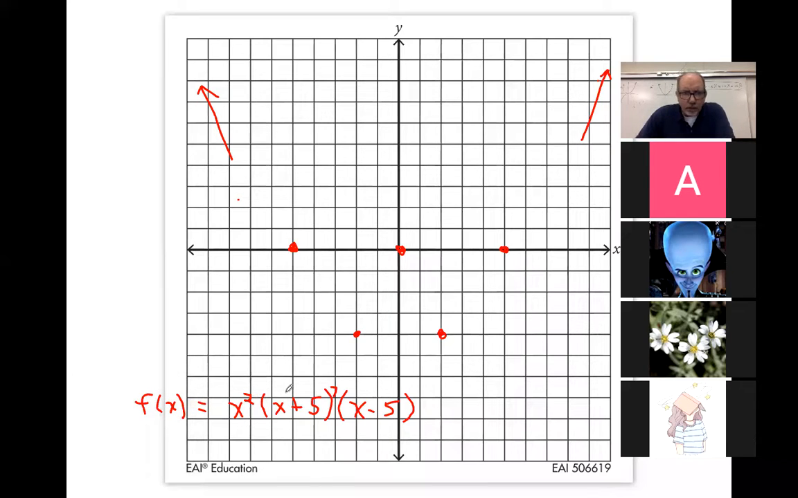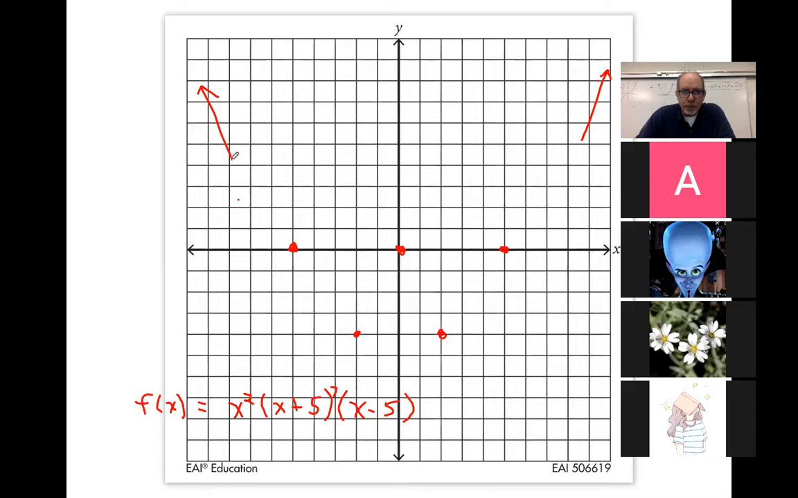So here's my function now: x squared, (x plus 5) to the 7th, (x minus 5). Notice, add up the degrees: 2 plus 7 plus 1. That's 10. That's okay. All right. And so this satisfies all of the criteria.